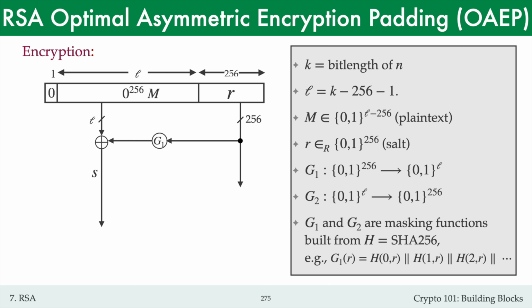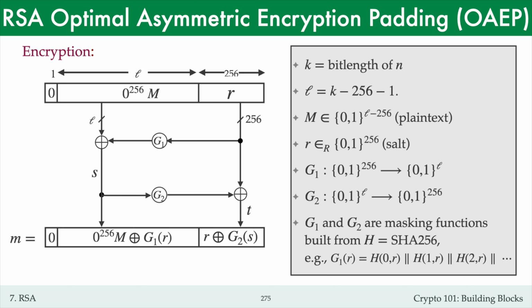Next, G1 of R is computed and the resulting bit string of length L bits is added to the formatted M to get an L bit string, which I'm calling S. So S is a masking of the formatted plaintext by G1 of R. Then G2 is applied to the string S, and the resulting bit string is added to R to get the bit string T of length 256 bits.